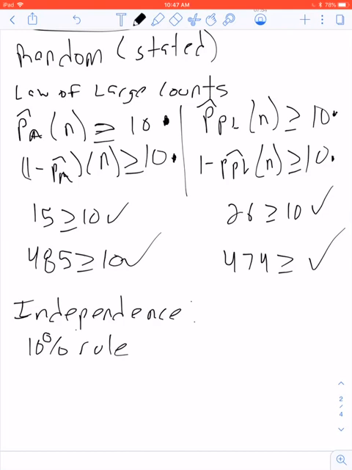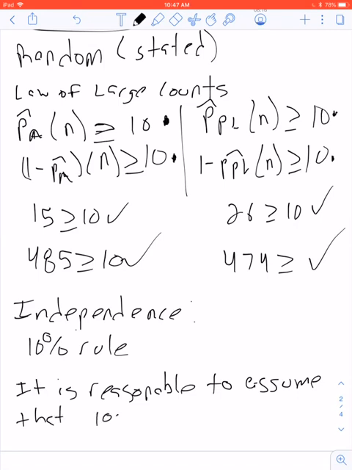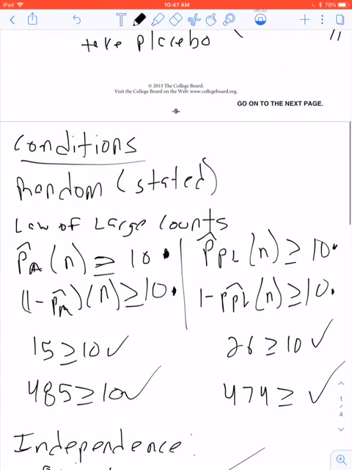So in the question, they don't mention anything about how large the population is. You can't physically check that condition, so you say what we always say, which is it is reasonable to assume that 1,000 adults is less than 10% of my population, which is all adults. And then we can check that condition off too. And we've checked our three conditions.